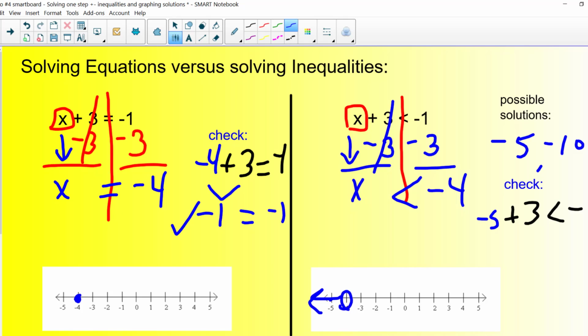So let's just replace our x with -5. We'll put -5 in here. What is -5 plus 3? And remember, you can use your calculator, so it's -2. Well, let's see. Is this a true statement? Is -2 less than -1? Yes, it is. So this is a correct statement, so we chose the right side of the number line for our solutions.